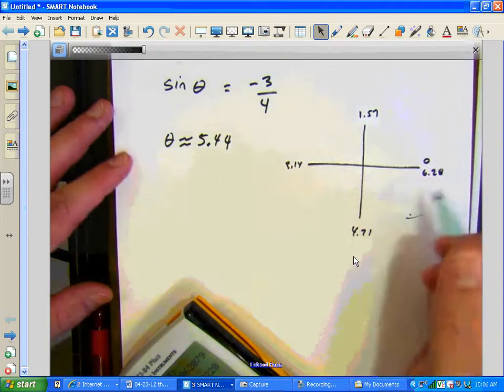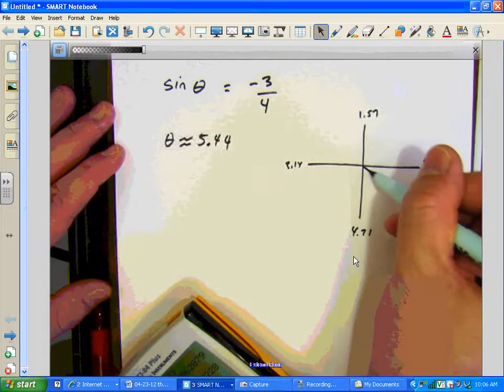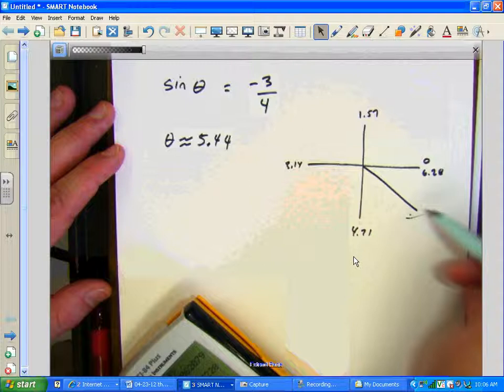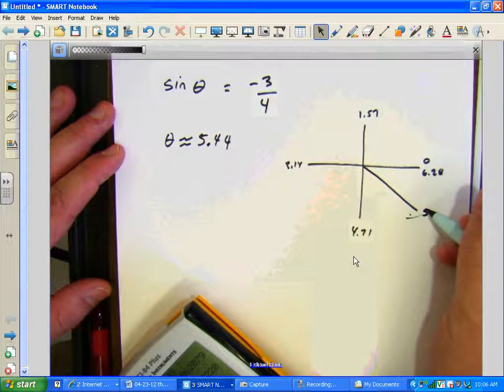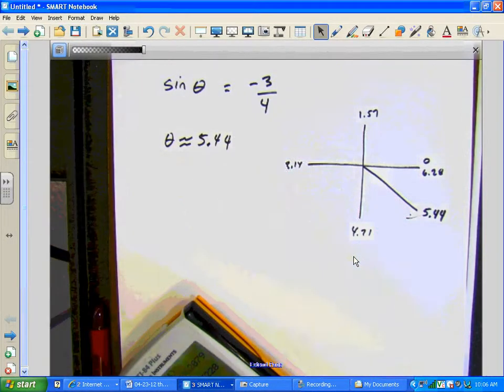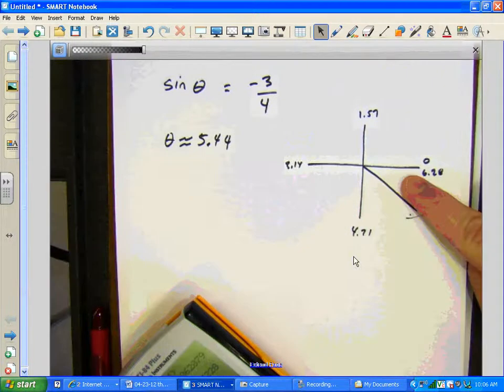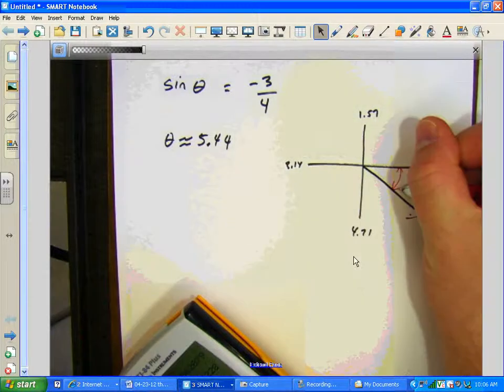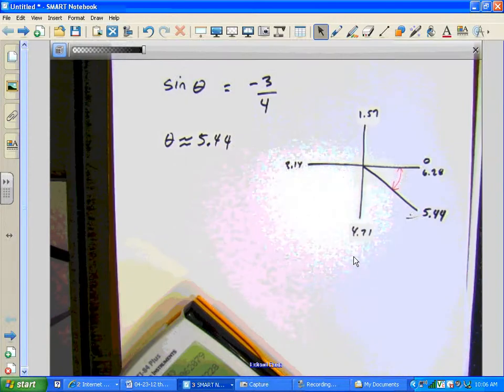Now, in the first example, the reference angle was easy because it was in the first quadrant. So what I have to do to find the other answer is I have to find the measure of the reference angle. Okay, so you remember the reference angle is the angle that's formed with the x-axis. So that would be this angle. Okay, so how would I find this reference angle here? Subtract 6.28 minus 5.44, but in an exact form.